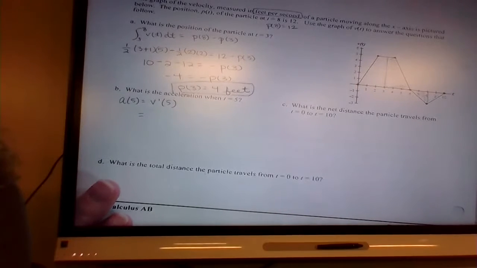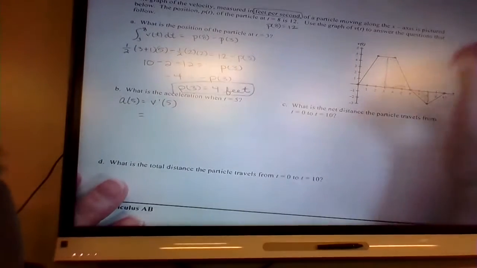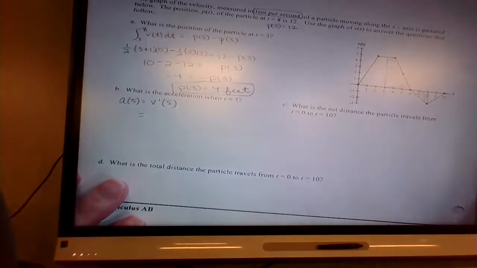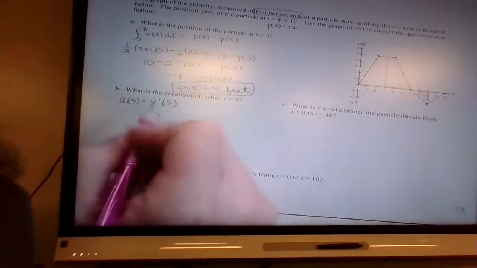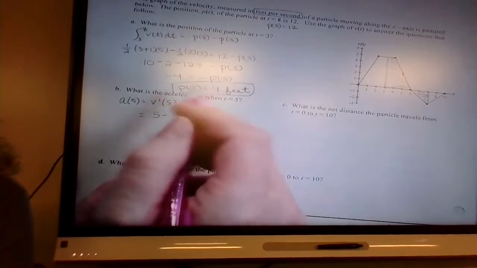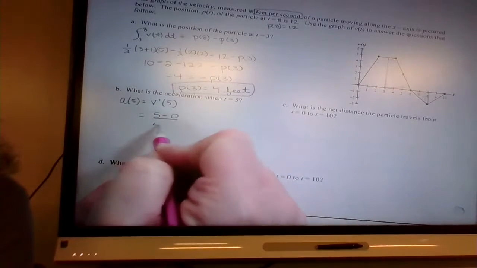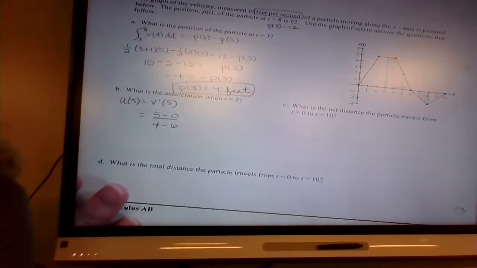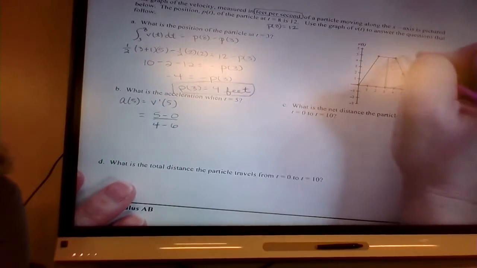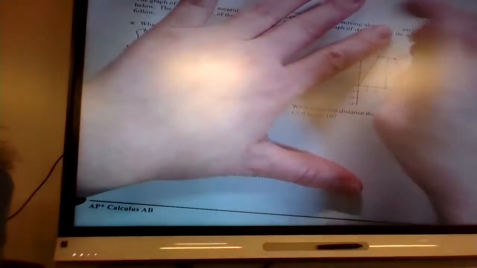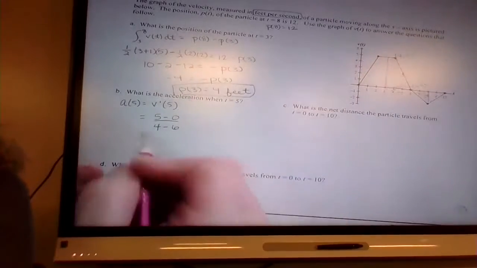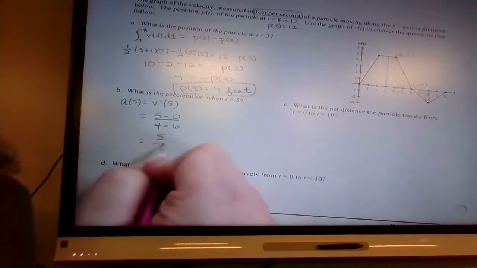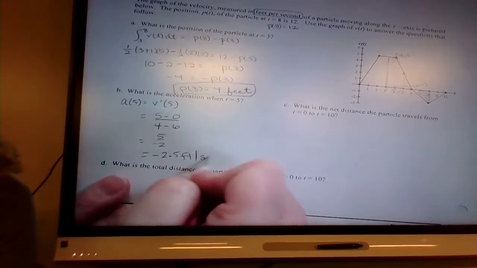So let's just say we need just a slope, right? So that would be v prime of 5. It's linear. So we could say 5 minus, I'm going from here to here. 5 minus 5. So that's going to be 5 over -2, or negative 2.5 feet per square second.